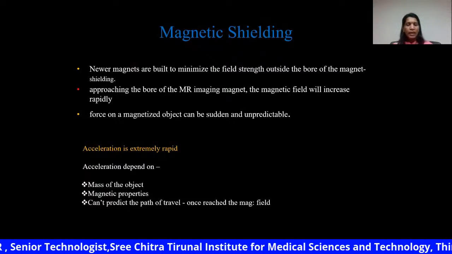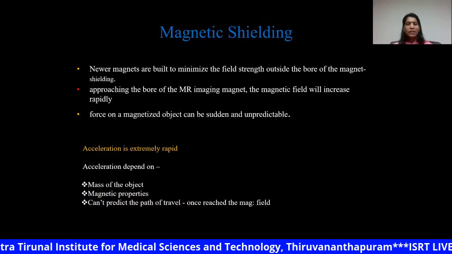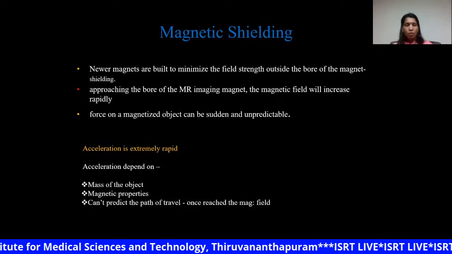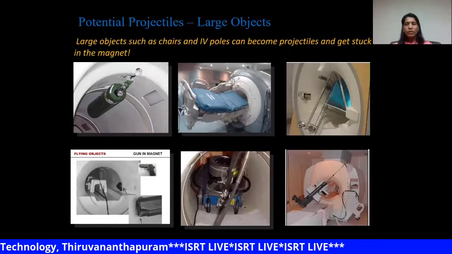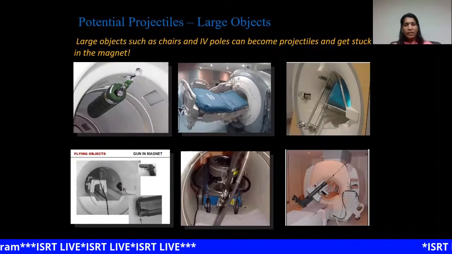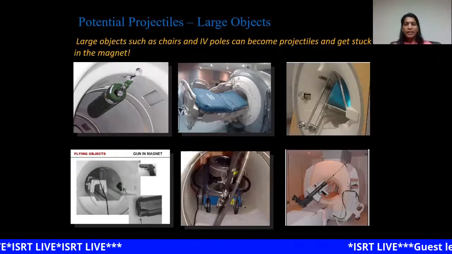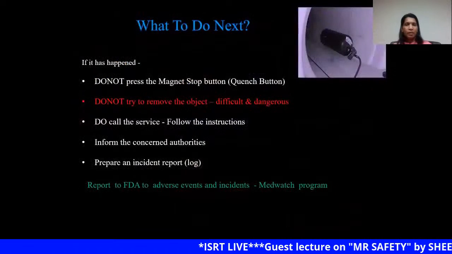If that mass is too high, then the acceleration will be more. If it is a ferromagnetic material, then the acceleration will be more. So even if we think that a larger object will not be pulled into the magnet, that is false. These are potential projectiles, and such incidents have occurred in several places.